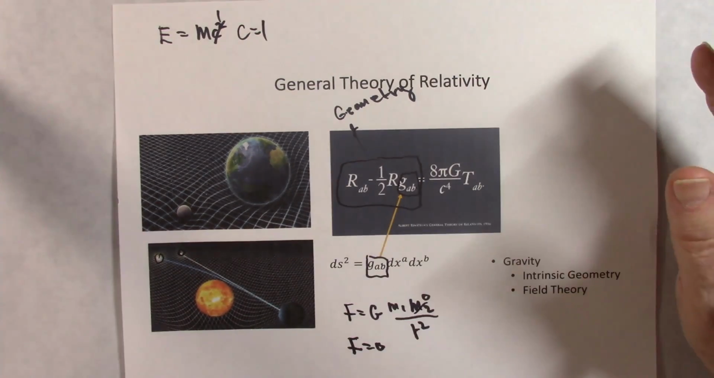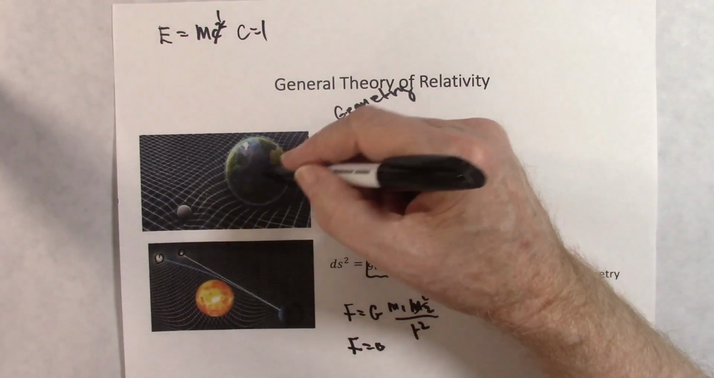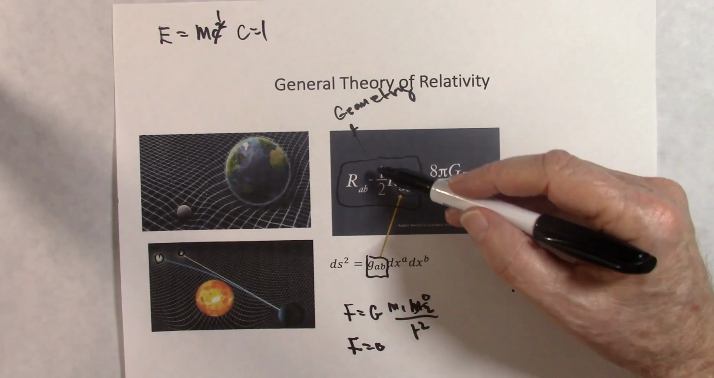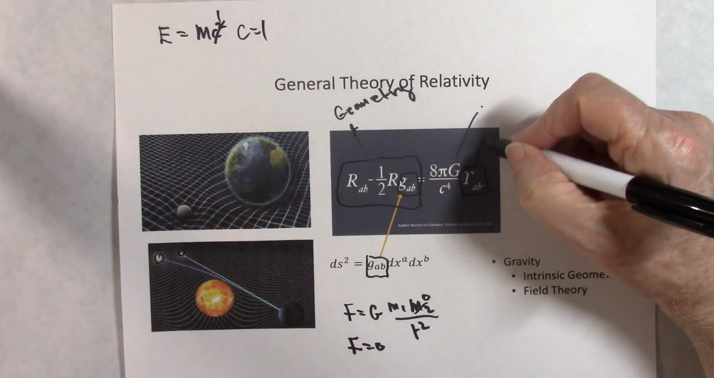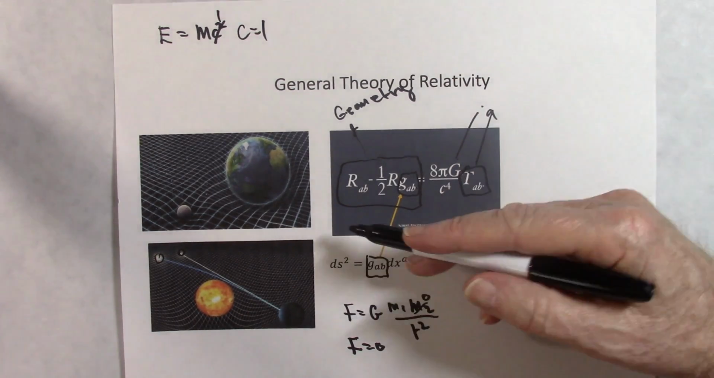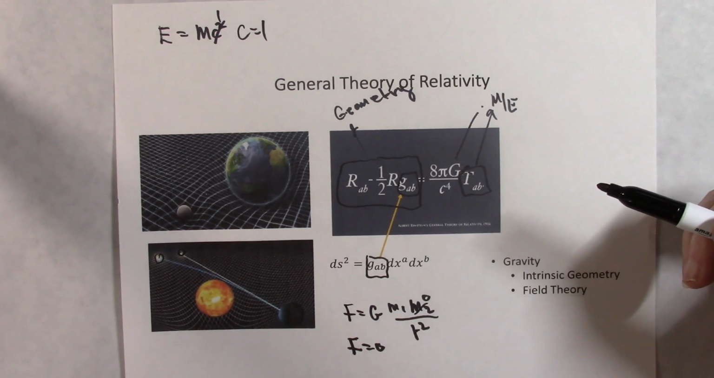So that's pretty much what Einstein's theory says, how matter and energy warp space and time. This is the geometry on this side. This is called the energy momentum tensor. And the fact that Einstein's equations are tensor equations, we'll talk a little bit about that in a minute.